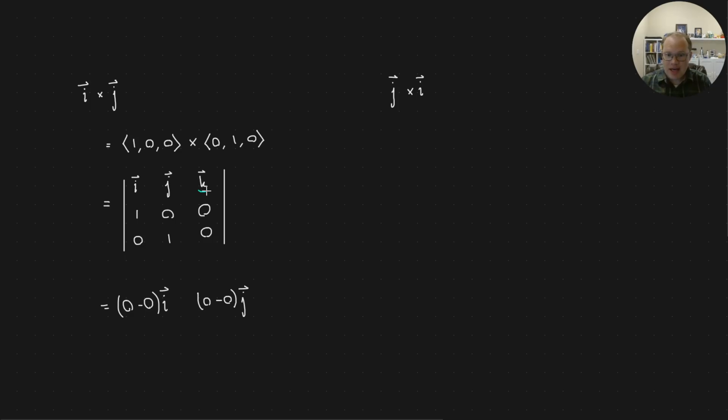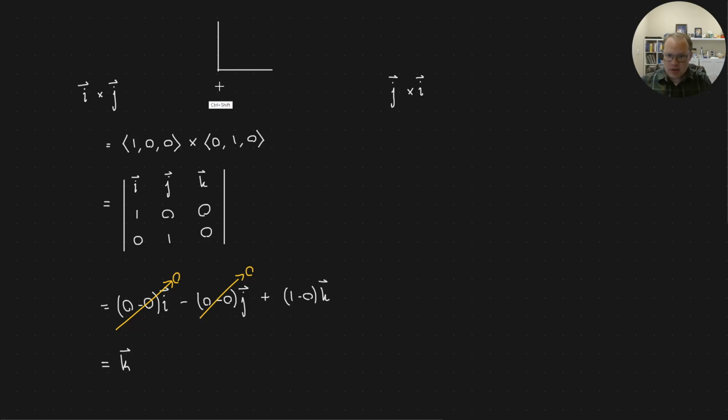And then finally k, I get 1 minus 0k, and then alternate signs, positive, negative, positive. Now, of course, 0 minus 0i, that's just 0. 0 minus 0j, that's just 0. So the only non-zero component I have here is this one, which is 1 minus 0k, or just k, which, you know, is not surprising if you were to think about it, right?